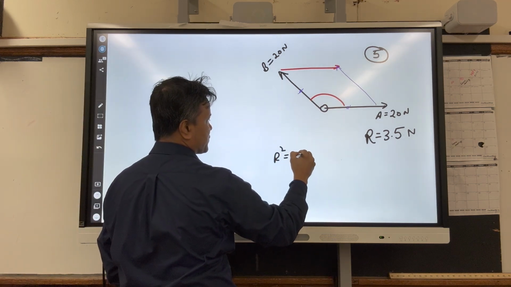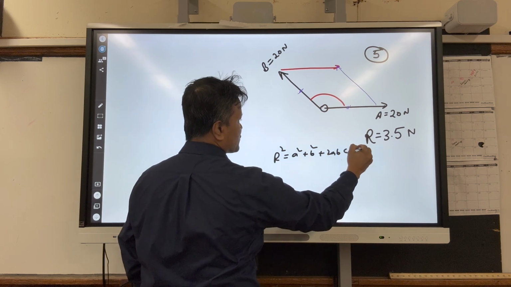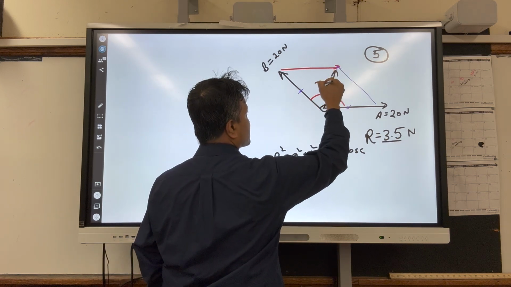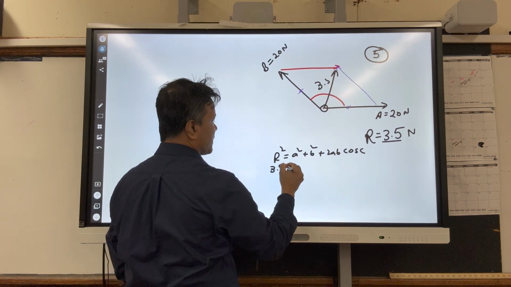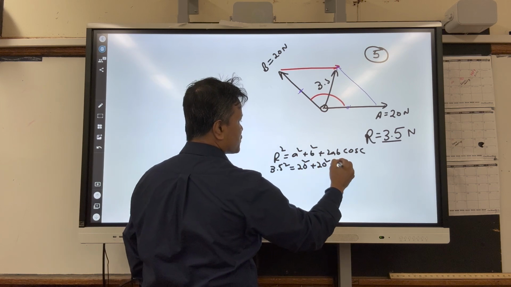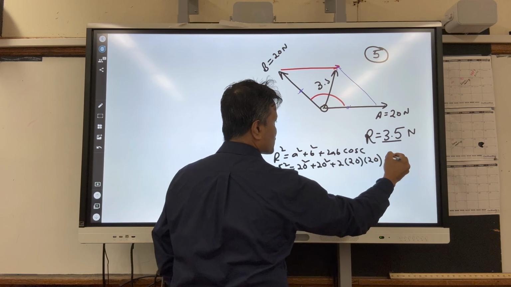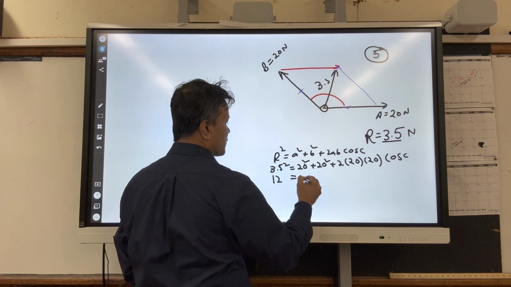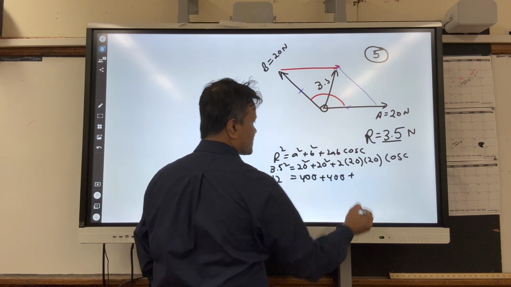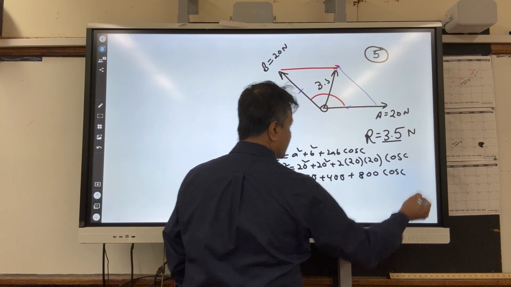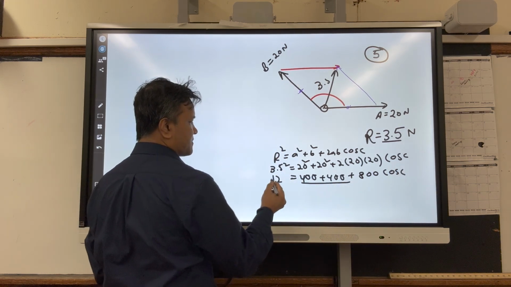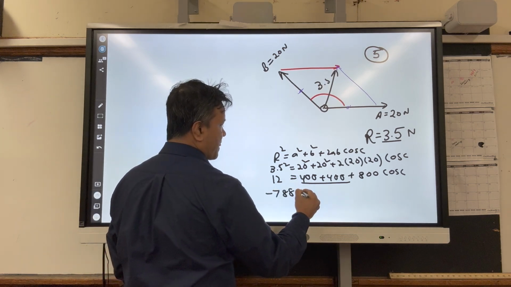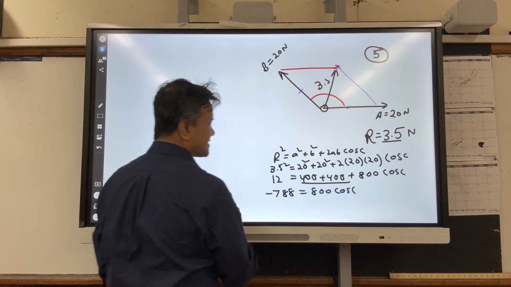So r squared is equal to a squared plus b squared plus 2ab cosine c, right? So r squared is 3.5, of course. This is 3.5, by the way. So 3.5 squared is equal to 20 squared plus 20 squared plus 2 times 20 times 20, of course, cosine c. That's what we're trying to find. 3.5 squared is 12, is equal to 400 plus 400 plus 800 cosine c, right? Now you have 400, 400, 800, 800, 12, so 788, of course minus, don't forget that because I bring it over here, is equal to 800 cosine c, right?